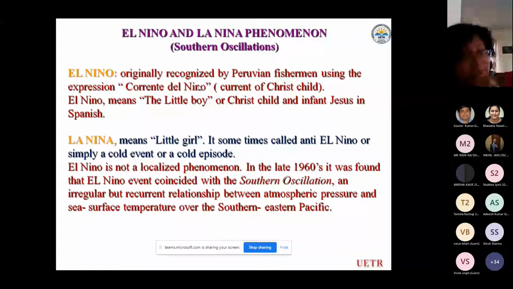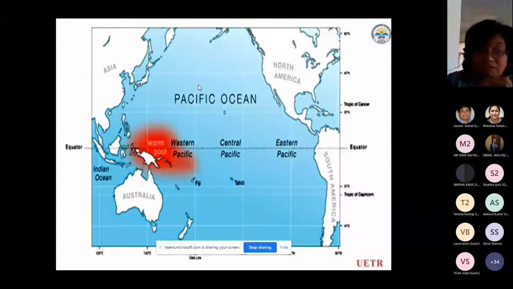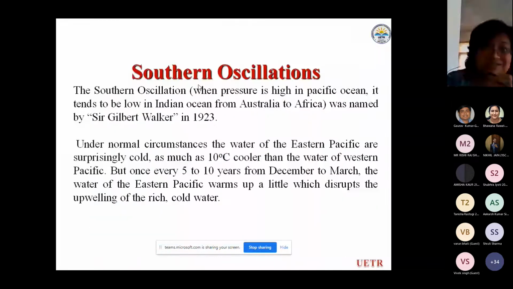Okay, so these phenomena happen in the Eastern Pacific Ocean. First of all, this is the Pacific Ocean and it is near the equator. So solar radiation heats the water of this particular region of the Pacific Ocean. Under normal circumstances, the water of the Eastern Pacific is surprisingly cold, as much as 10 degrees cooler than the water of the Western Pacific. But when the El Nino condition happens, the temperature increases.